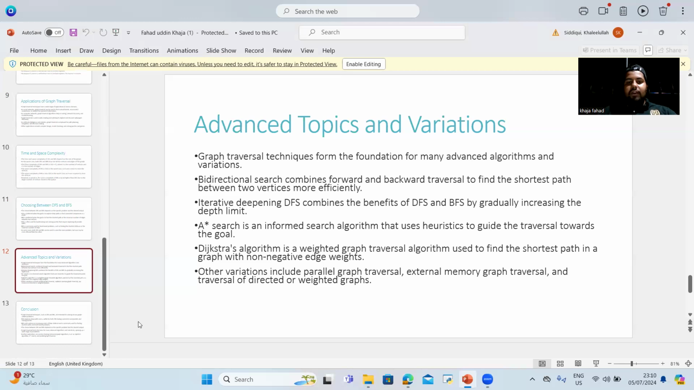Dijkstra's algorithm is a weighted graph traversal algorithm used to find the shortest path in a graph with non-negative edge weights. Other variations include parallel graph traversal, external memory graph traversal, and traversal of directed or weighted graphs.